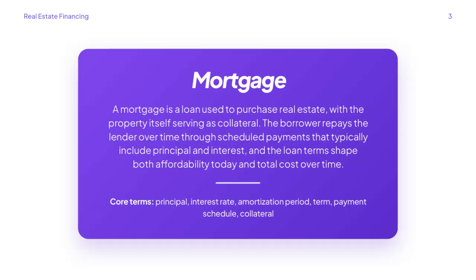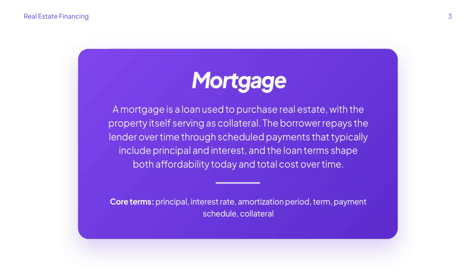A mortgage is essentially a loan specifically designed for purchasing real estate, where the property you're buying acts as collateral for the loan. This means if the borrower fails to make payments, the lender can take ownership of the property. The borrower repays this loan over time through scheduled payments that typically consist of two main parts: the principal, which is the original amount borrowed, and the interest, which is the cost of borrowing that money.